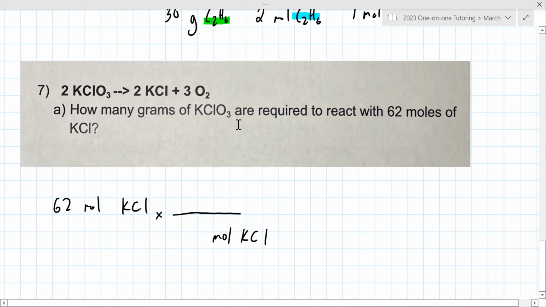And then on top, grams KCl. But we're already in moles. So we want to go from moles to moles of something else, the thing we're trying to get to. So moles KCl to moles of KClO3. Now, where do we get those numbers that go in front of this?